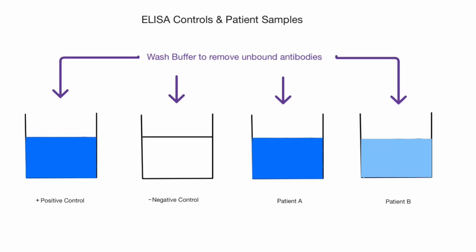Wash steps are one of the most critical parts of ELISA. Each wash removes any of the unbound antibodies, enzymes, or substrates to prevent false positives. This ensures that only specific antigen-antibody interactions cause the color change.